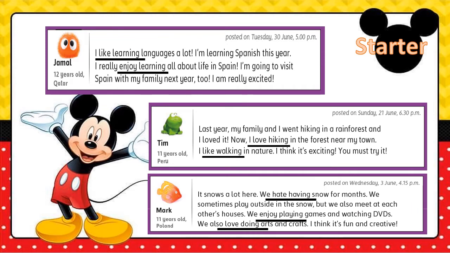Now, open your student book on page 94 and let's underline all the ing verbs. Let's look at paragraph number one. I like learning a language. I really enjoy learning also. Paragraph number two: love hiking, like walking. Paragraph number three: hate having, enjoy playing, love doing. Now, can you tell me what you notice about these underlined words? Yes, we noticed that all the verbs have added ing. Very good.